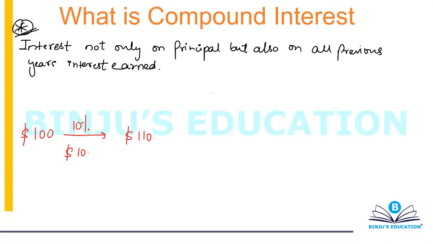Now, this 100 here is basically your principal, and this $10 is basically your first year's interest. So I'm going to write it as I1, which means this $110 comprises two things: the principal value and the first year's interest. You said, all right, fine, I got $110 after 1 year. That's not a bad deal. Let me deposit this $110 again.